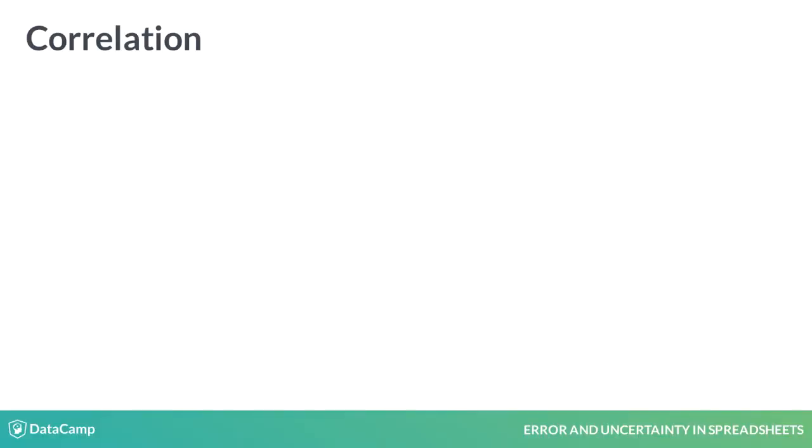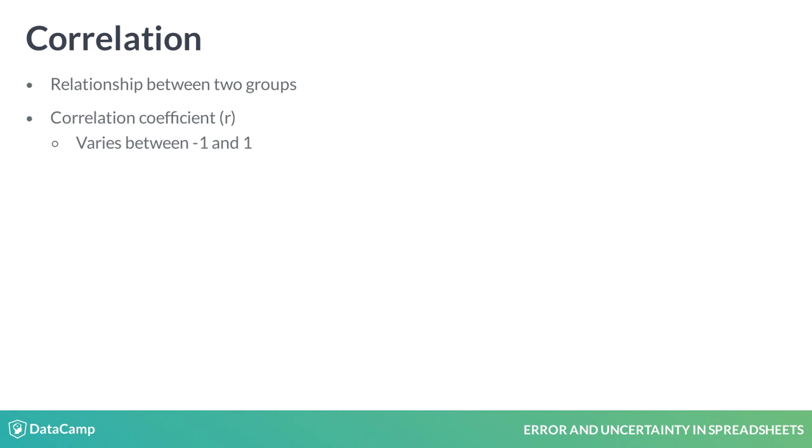Correlation refers to the relationship between two groups or variables. We typically quantify this relationship with a correlation coefficient, sometimes denoted as R. Correlation coefficients vary between -1 and +1.